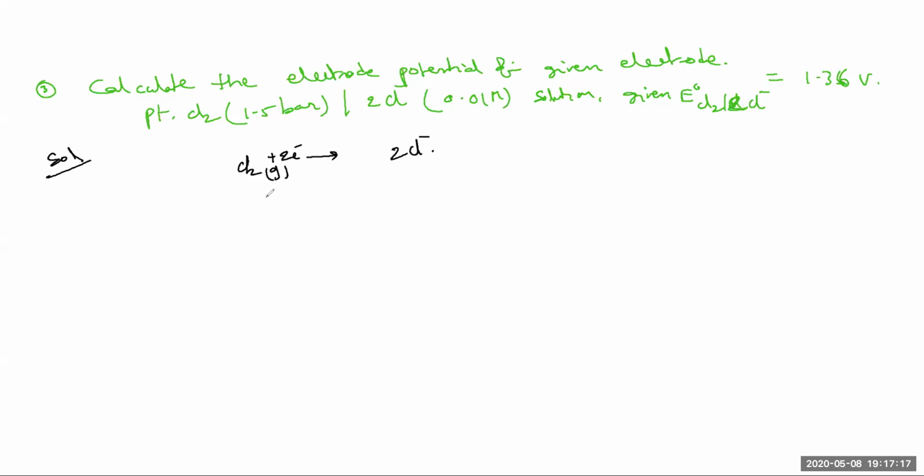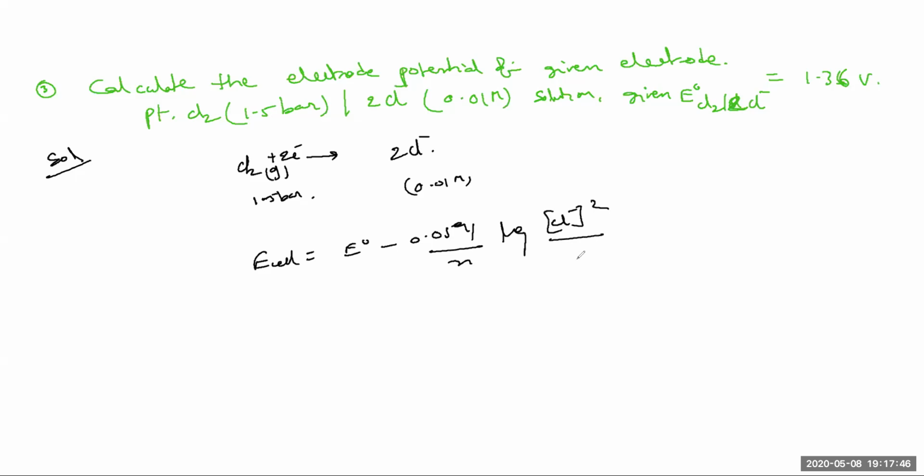What is the pressure here? 1.5 bar. Here concentration 0.01. Now what is the E cell equal to? It is a non-metal electrode, right? So E naught minus 0.0591 by n into log of the concentration of the product, meaning Cl minus concentration whole square by Cl2.